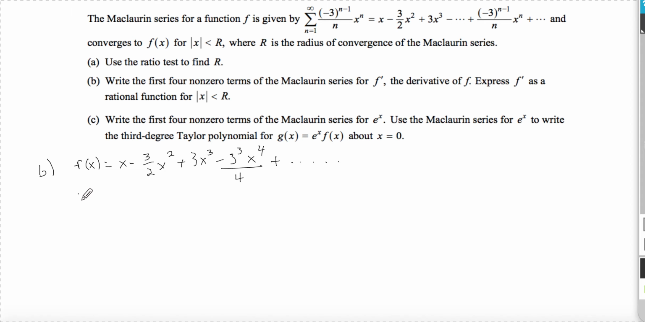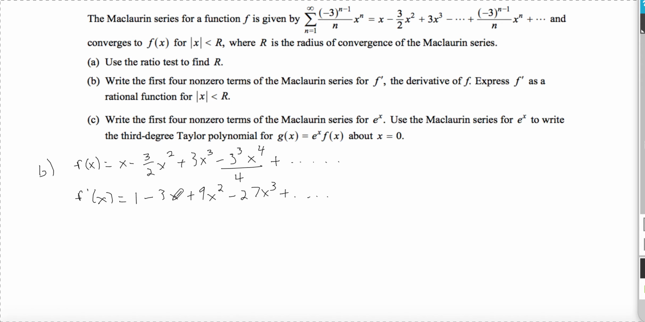I want the derivative of that, so I can do term by term differentiation. This will give me 1 minus, take the derivative there, 3x, plus, take the derivative there, 9x squared. Take the derivative here, the 4's will cancel out. That'll give me, let's see, 3 cubed is 27, so that'll be minus 27x cubed, plus so on and so forth, right? So here are the first 4 non-zero terms of the derivative of f.